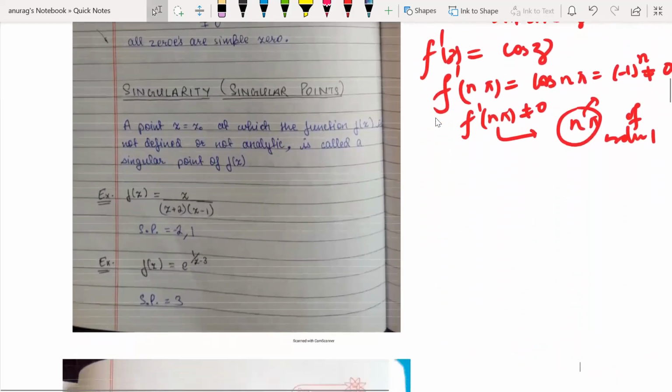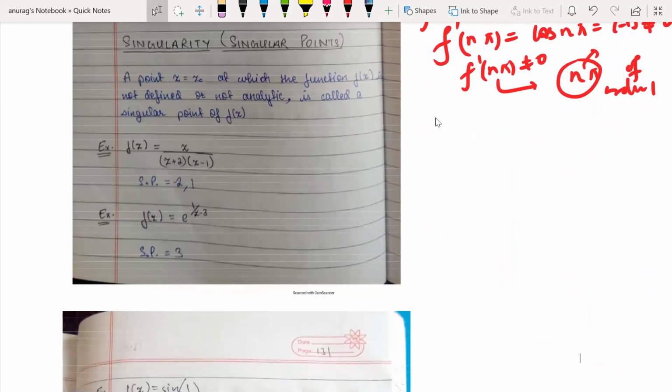Next, a very important definition I'm going to discuss. This is called a singular point or singularity. So let's check what a singularity is.